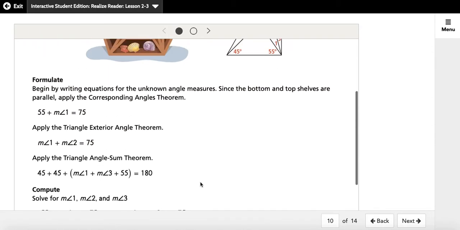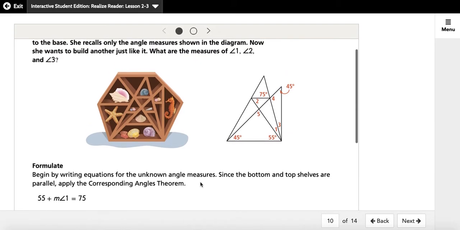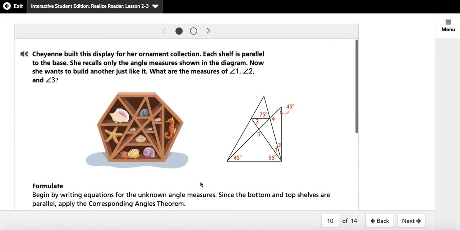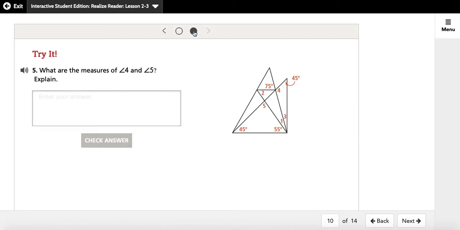Now you may have tackled this a different way, but that's one way of tackling it to figure out what the measure of angle 1, 2, and 3 are. Here they might ask us for 4 and 5. What are the measures of angle 4 and 5? So click pause and figure that out, and then come on back.